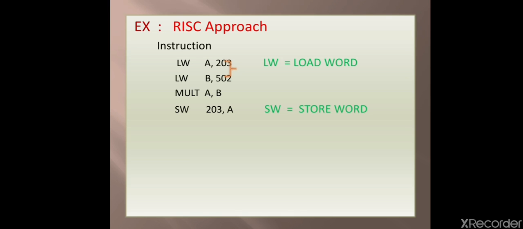I'll explain the RISC approach, how the RISC approach differs from the CISC approach. So first we'll write the instructions. In the instructions, I have given load word and store word. As I have told you before, RISC has only two instructions, load and store. In load, I have given the two memory locations 203 and 502, which I have named as A and B. Then multiply A B. Then I have given store word 203, which is A.